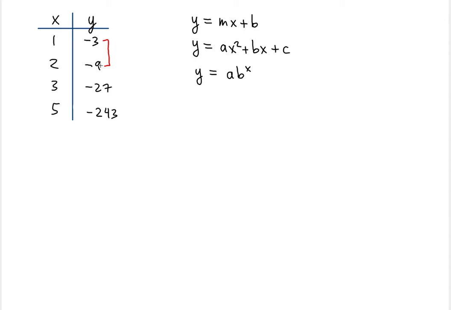Negative 3 becomes negative 9. And the only way you do that is if you subtract 6, right? So minus 6 is the difference. Minus 3 minus 6 is negative 9. Now, as you can see here, the difference is not going to be negative 6, even though the x increases by 1, right? Because the difference here is going to be negative 18. And negative 18 is not the same thing as negative 6. So this is not linear.